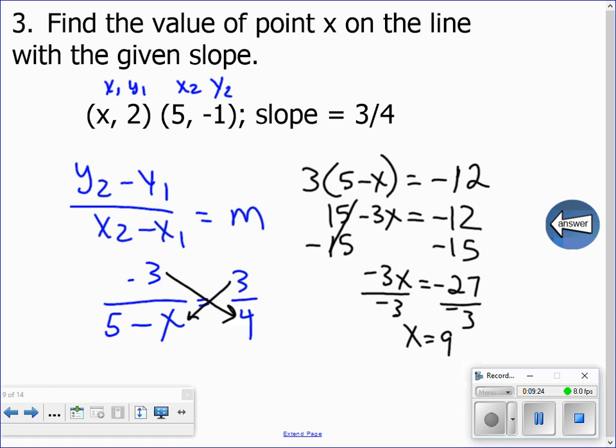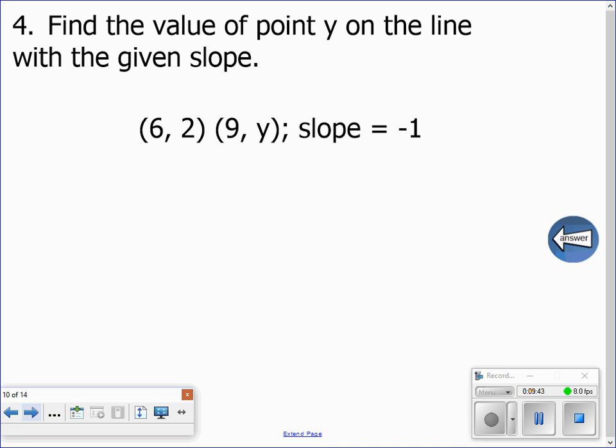Again, you could check that. So once you know what that value is, then substitute it back in. So we know that this is 9. 5 minus 9 is negative 4. So this would be the same thing as negative 3 over negative 4, which we know is the same thing as positive 3 over positive 4.